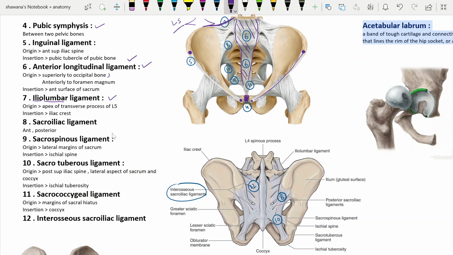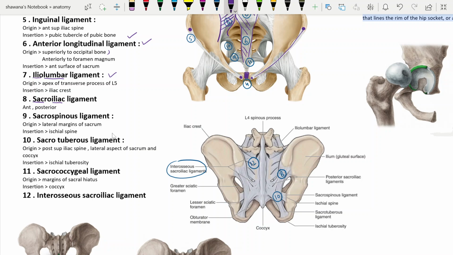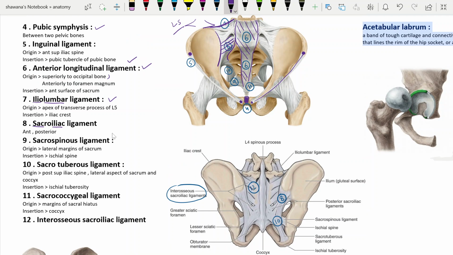So this is the sacrum, this is the ilium. In between them is the sacroiliac ligament. Moving towards the sacrospinous ligament, which is the ninth one. The sacrospinous ligament originates from the lateral margins of the sacrum. This is the sacrum, originating from the lateral margins and attaching to the ischial spine. This one is the sacrospinous ligament.